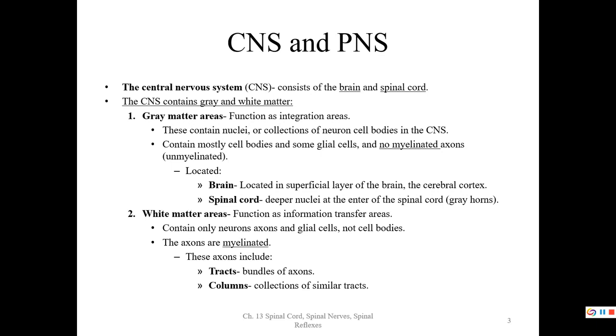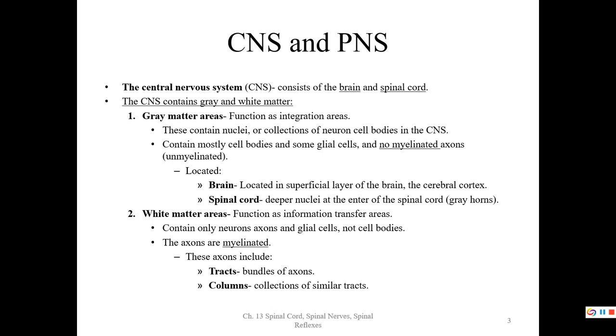So let's kind of get started and talk about our central nervous system again. Remind ourselves, central nervous system is your brain and spinal cord. We know that. Very good. Now, CNS, brain and spinal cord, there's gray matter and there's white matter. One of the big things we've already talked about is gray matter, white matter. What makes it different? We talk about how there's myelin and things like that. But what is it functionally? Gray matter is integration areas. Integration is where information is processed. White matter is transfer areas. That's where information is moved up and down.